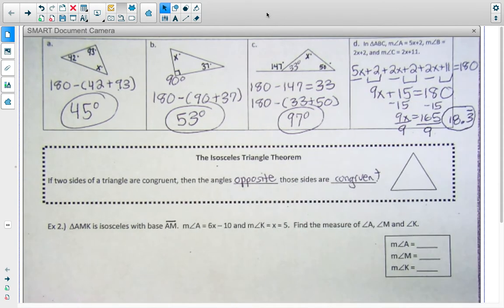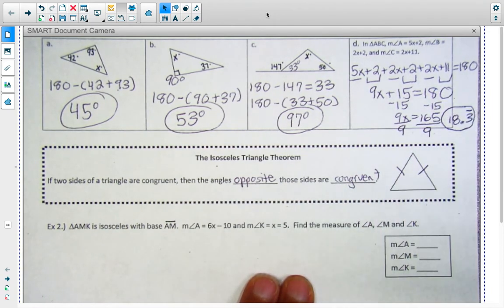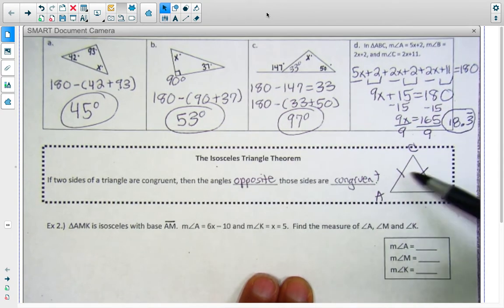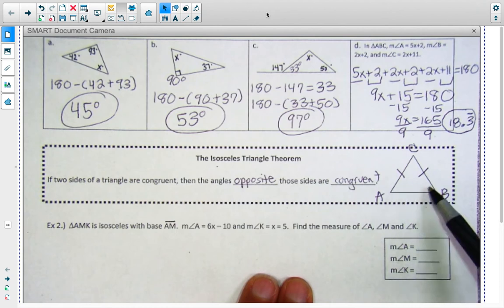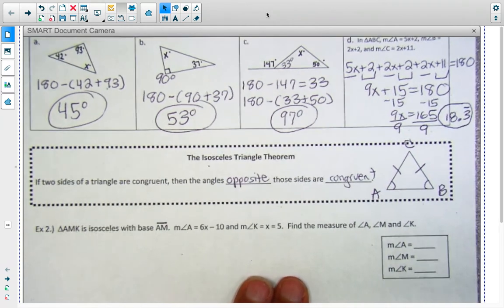And we've got a picture here, so we're going to draw in some tick marks so we can know what's congruent to each other. So those two sides are congruent to each other because it's an isosceles triangle. So this theorem says that, okay, if these two sides are congruent to each other, then these two angles are also congruent to each other. So this angle and this angle are congruent.